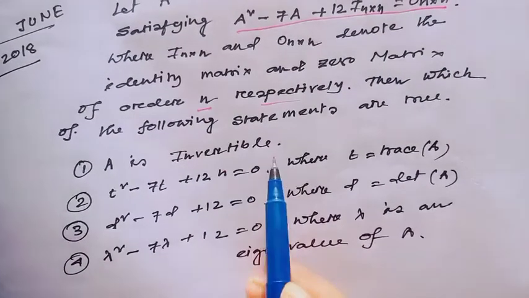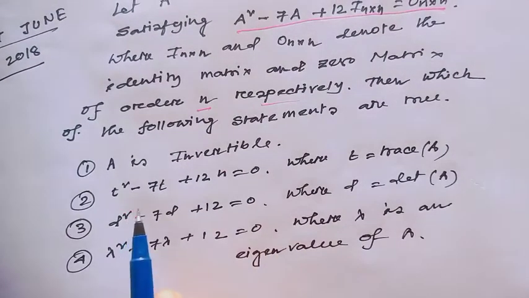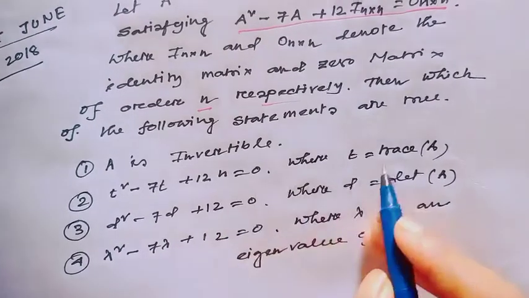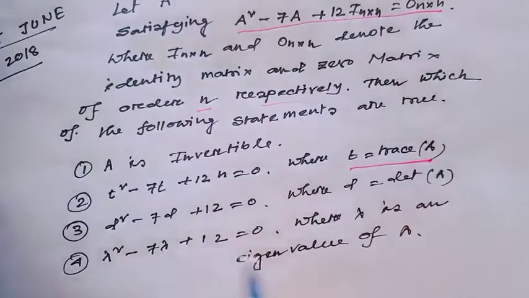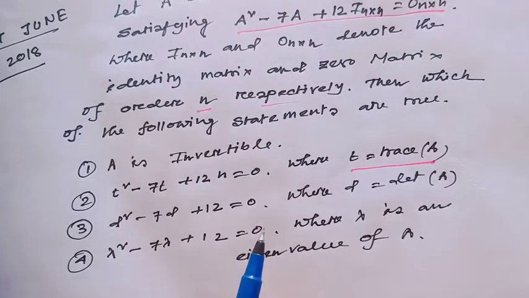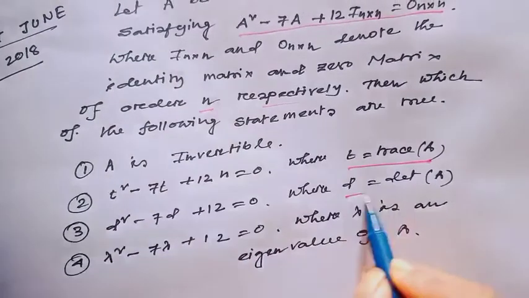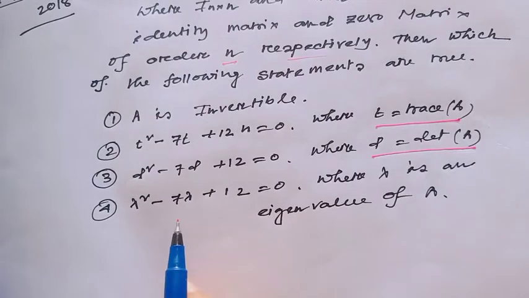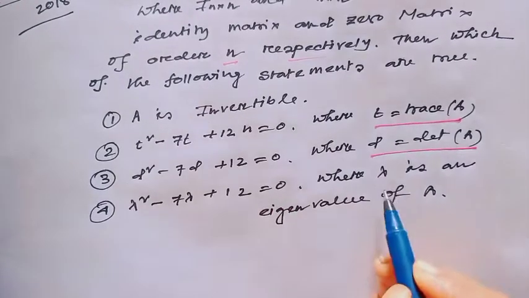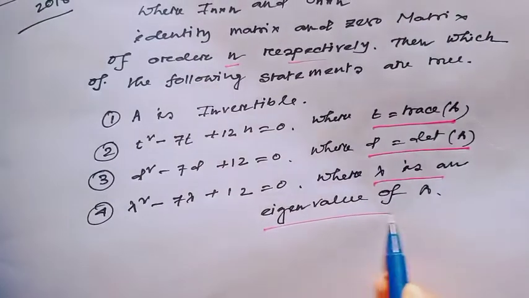Option 1, A is invertible. Option 2, t square minus 7t plus 12n equal to 0, where t equal to trace of A. Option 3, t square minus 7t plus 12 equal to 0, where t equal to determinant of A. Option 4, lambda square minus 7 lambda plus 12 equal to 0, where lambda is an eigenvalue of the matrix A.